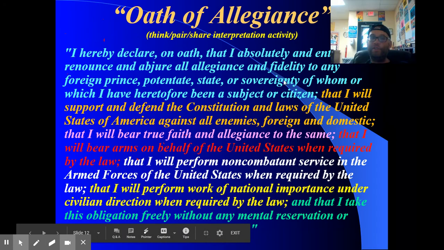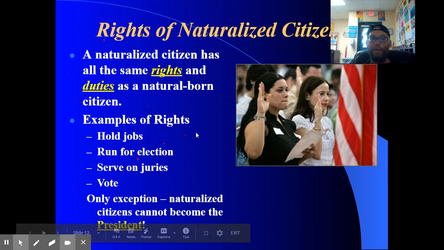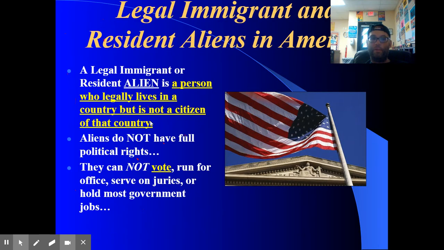Here is the oath of allegiance that citizens take when they become a citizen, swearing to honor the country and support and defend the Constitution and be loyal to the country. And this is what they read. All right. Let me go back.